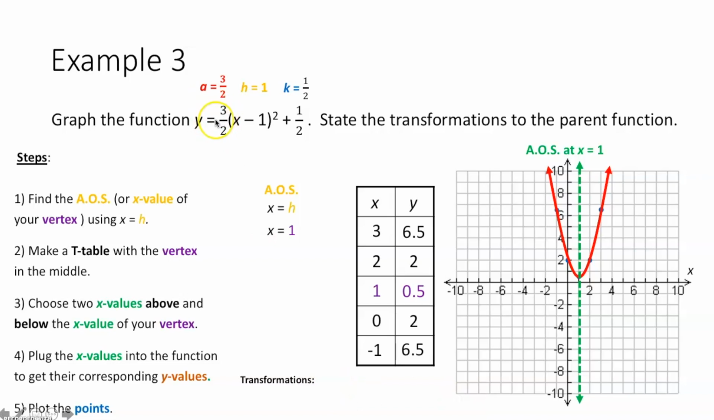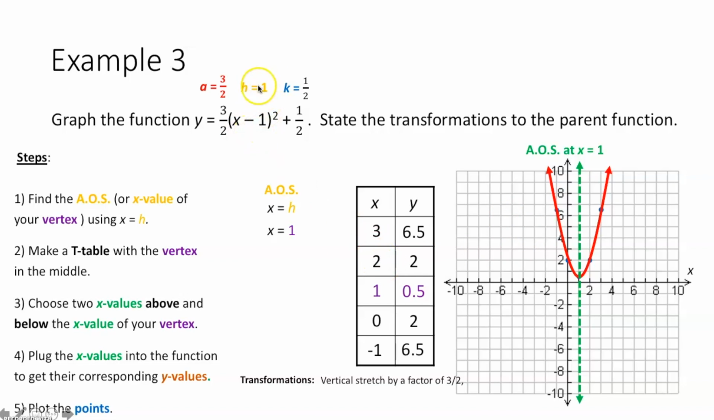So first, our a value is positive, sweet. But our a value is not 1. It's greater than 1, actually, right? 3 over 2 is the same as 1.5. So that's bigger than 1. Because this is bigger than 1, it's actually going to stretch your parent function. So this is going to be a vertical stretch by a factor of 3/2.